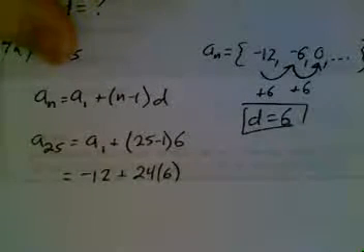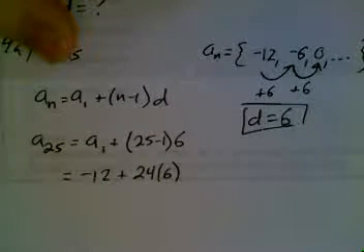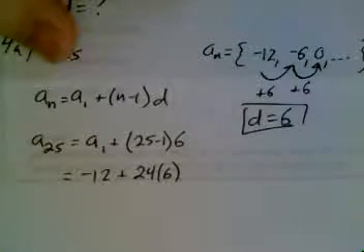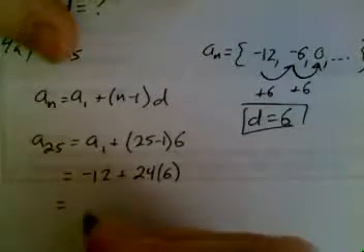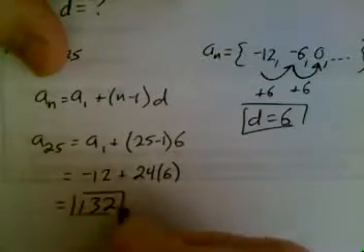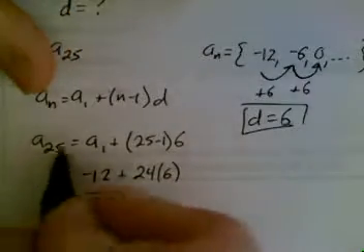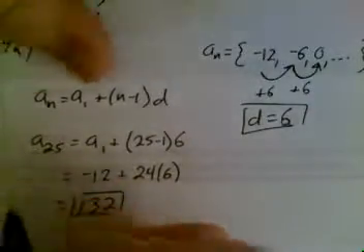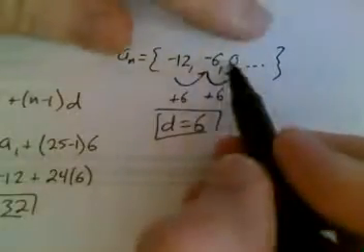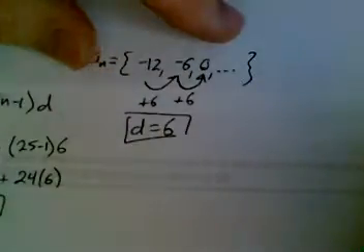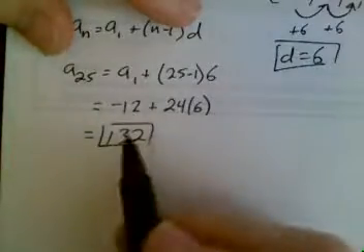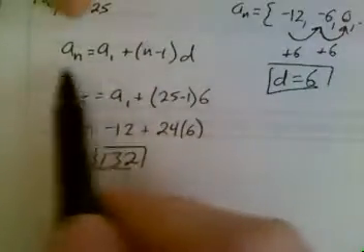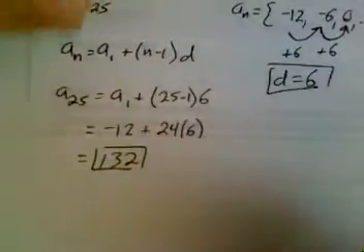I'm going to do that in a calculator real quick. 24 times 6 is 144, and then I'm going to add a negative 12 to it. This is 132. Okay, so this would be the 25th term in the sequence. So I have the first, second, third, and if I count all the way through, it's very easy for me to find the 25th term with this formula right here. Okay, this formula you're going to want to keep close by.